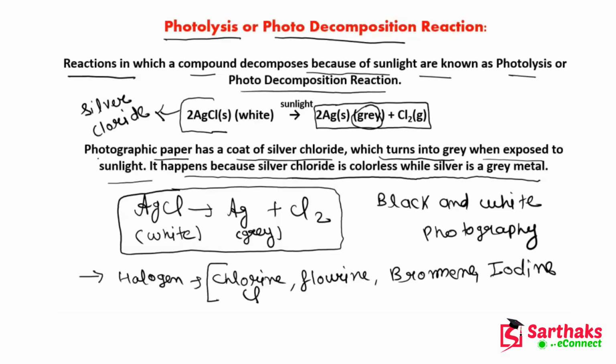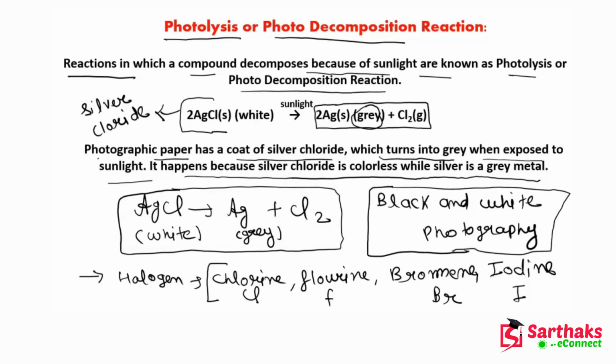The chemical formula of chlorine is Cl, fluorine we simply denote by F, this is Br and this is I. So these are the halogens, and if a halogen forms a compound with silver, then we call it a silver halide. Silver halides are used in black and white photography. I hope guys this is clear to you.